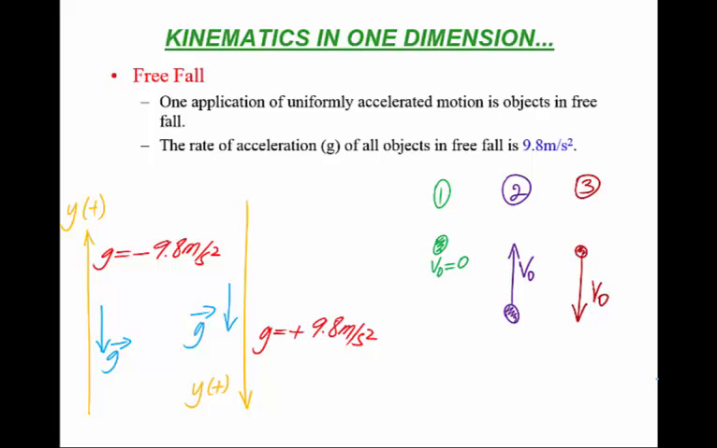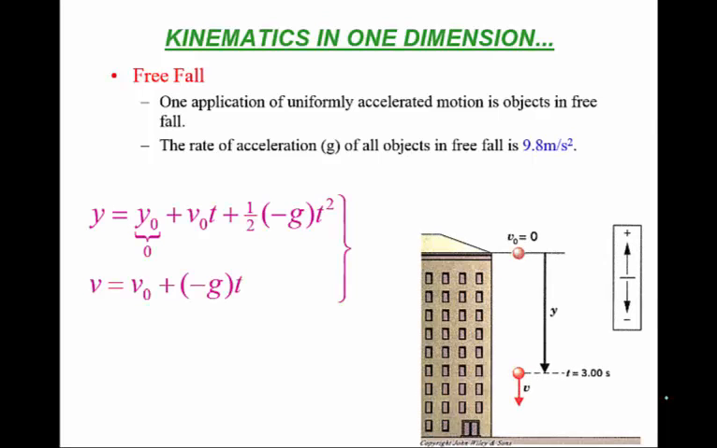Let's pause and think for a moment about that. Okay, the answer is all of them are free fall motions. In fact, the only difference between them is the initial velocity. The first one has a zero initial velocity. The second one has an initial velocity that is pointing straight up. And the third one has an initial velocity that is pointing straight down.